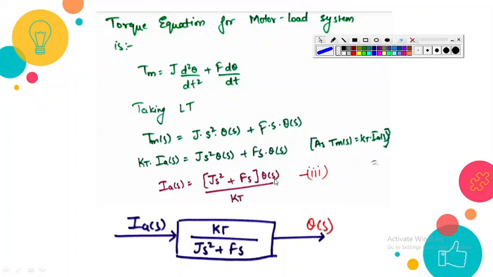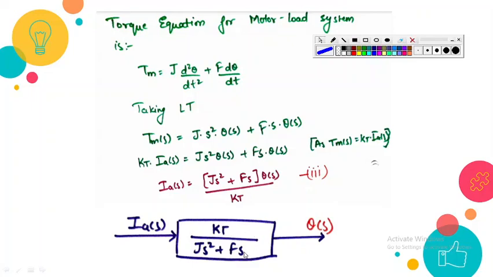ठीक है, यहाँ पे theta s की value क्या होगी, KT divided by Js square plus Fs multiplied by IAS. From this equation you can find out. So if I multiply IAS with this value, then the output is going to be my theta s. And what is theta s? This is actually the mechanical part. This is the mechanical output that I am getting. So from that block diagram we have moved to this block diagram.